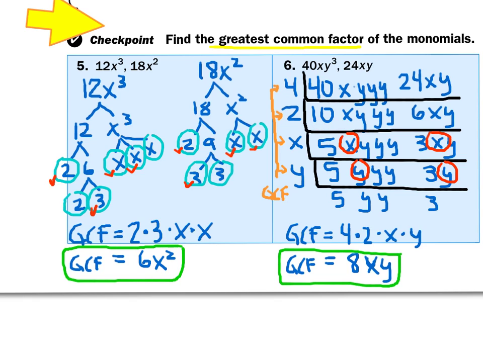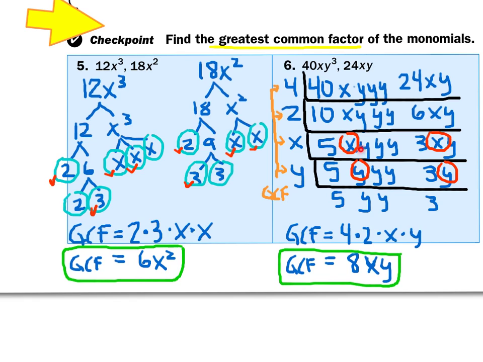And I got 10, and I bring down the x and I bring down the y's. And I got 6, and I bring down the x and the y. And now with 10 and 6, I notice that 2 goes into both. So I divided. I got 5, and I bring down the x and the y's. And I got 6 divided by 2 is 3, and I bring down the x and the y. And now I notice, since the numbers, I can't go any farther, 5 and 3, I'm done with those.